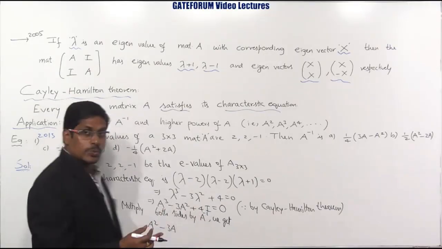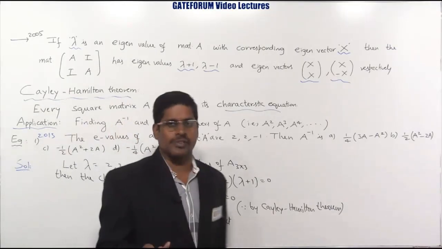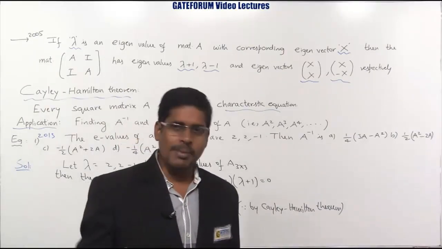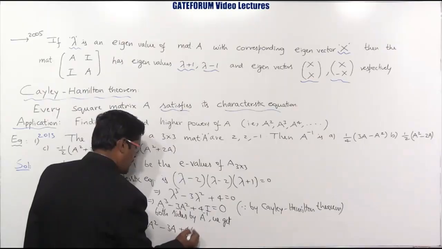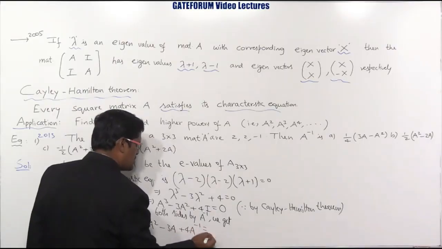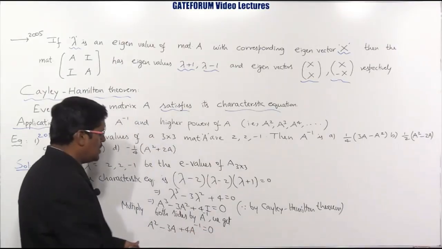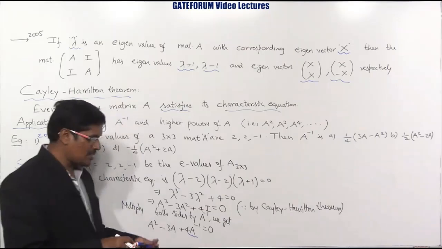Next, 4 into A inverse into I is A inverse. So, identity matrix into any matrix will give the same matrix only. So, plus 4 into A inverse. 0 into any matrix is 0 matrix. So, we need A inverse except A inverse on the left side.